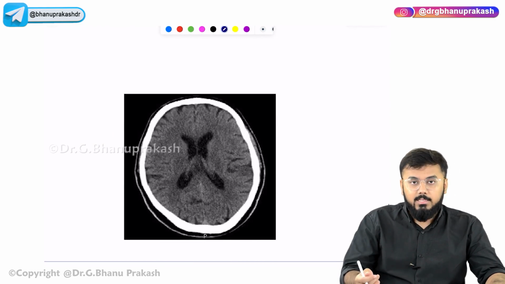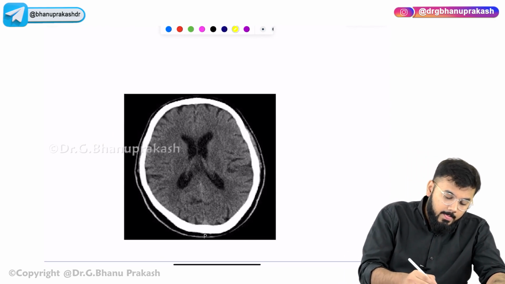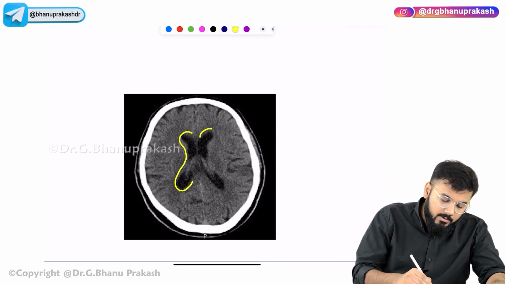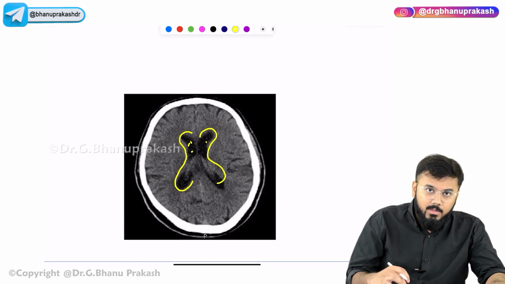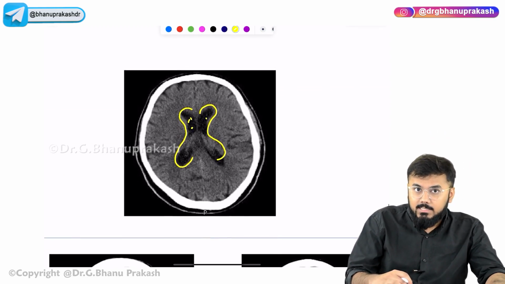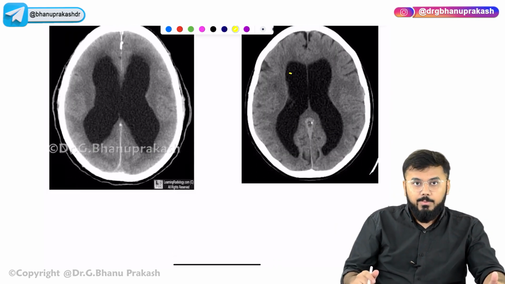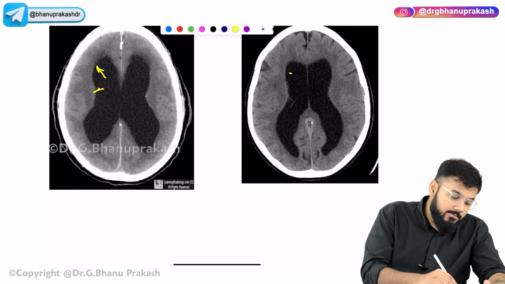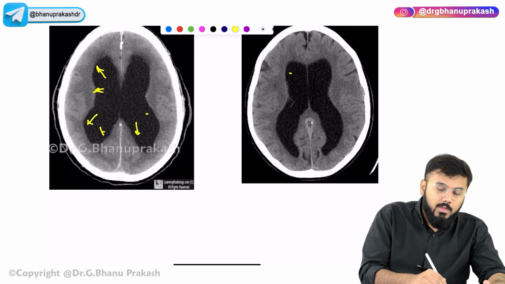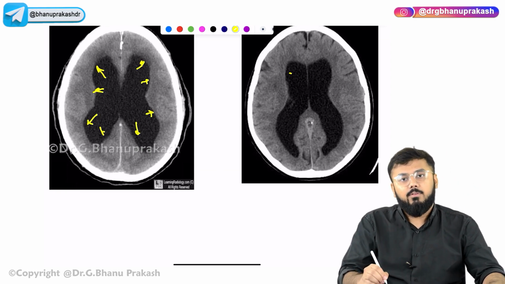Now, look at this. This is a normal ventricle. You see, these are the normal ventricles with CSF inside. Now, if there is excess CSF, what will happen? The ventricles will enlarge, obviously. Look at the next two pictures. You see, excess CSF is causing enlargement of your ventricles.